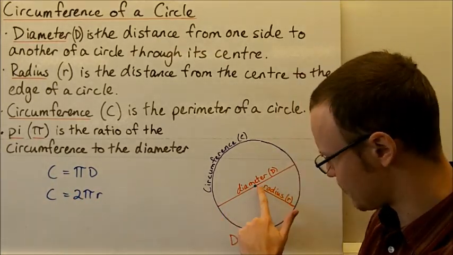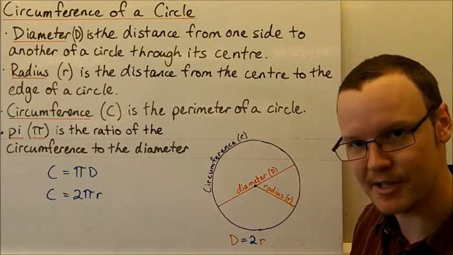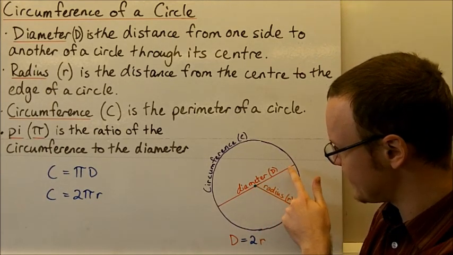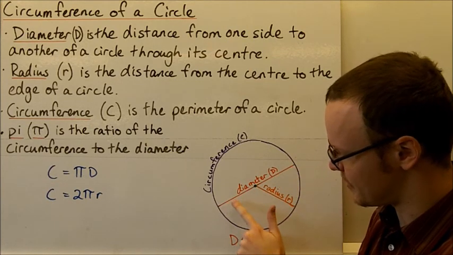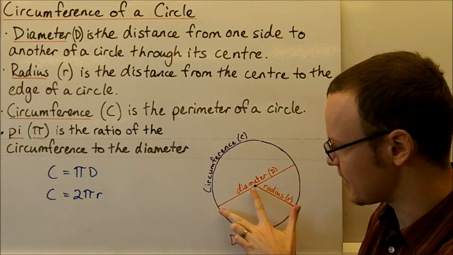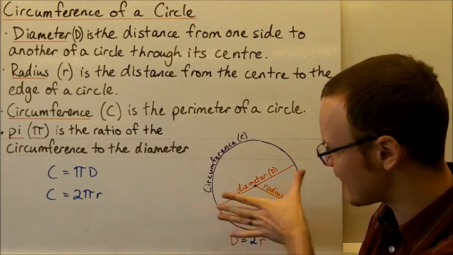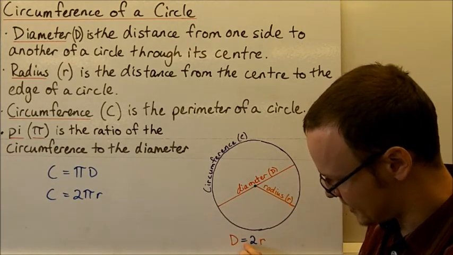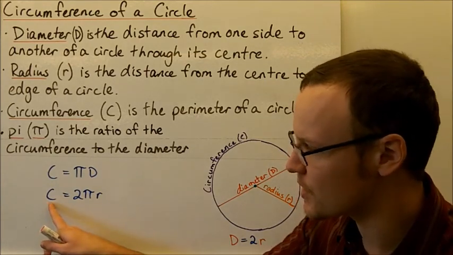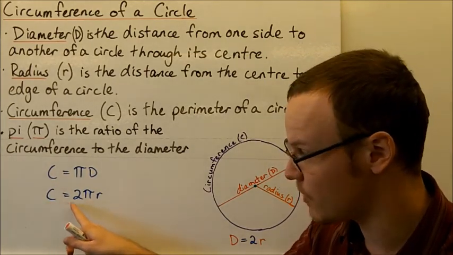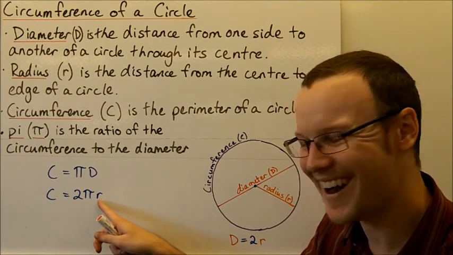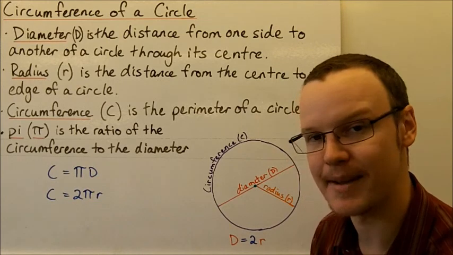Now note, there's a relationship between the radius and diameter too. If we've got this side is one radius, and this side as well as the diameter is one radius. So if we've got two radii, one radius plus another radius, 2 times the radius, we get the diameter. So the diameter is equal to 2 times the radius. So that means that if we want the circumference, we can multiply pi times 2r as well, because 2r is the same as d.